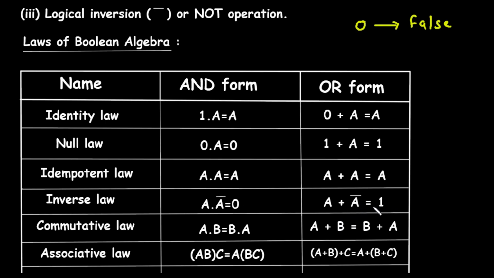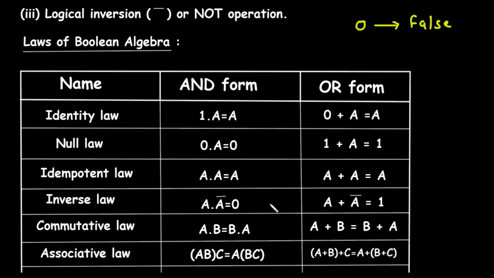So again, A OR NOT A equals true. A statement and its opposite can't both be false. One of them must be true. For example, it is either raining or not raining. The combined statement is always true.